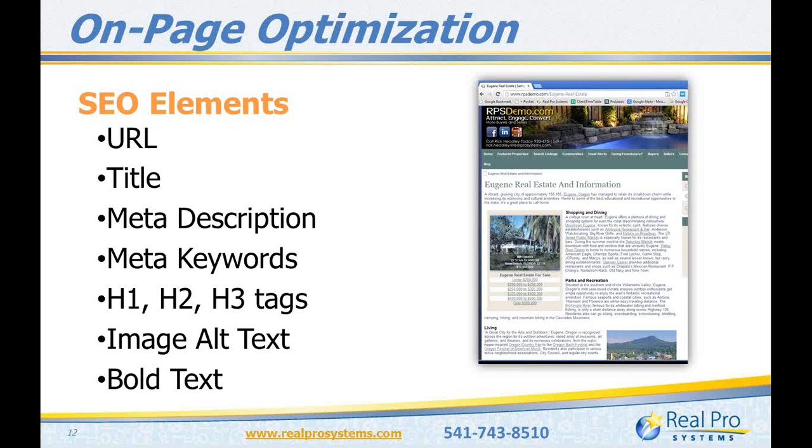So some of those elements we're going to talk about are the URL, the page title, the meta description, the meta keywords, the H1, H2, and H3 tags, which also stand for the header or heading tags. So it's heading 1, heading 2, and heading 3, etc. We'll talk about image alternate text and bold text as well.